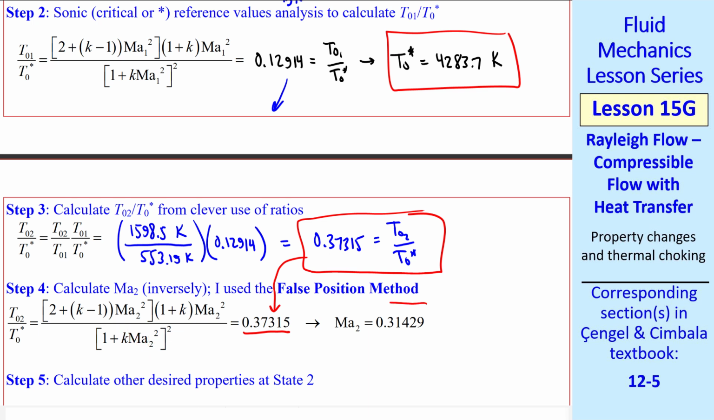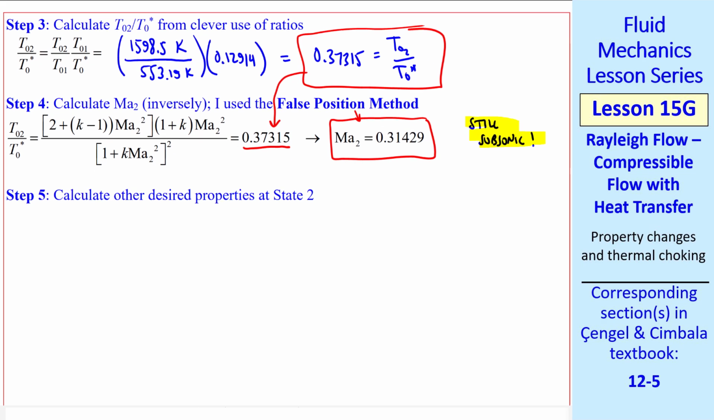Again, I used the false position method and got Mach number 2 as 0.31429. Note that it's still subsonic, as it must be, since Mach number 2 approaches 1 as we keep adding heat. It can never become supersonic. The highest Mach number 2 we can get is 1. Finally, we calculate other desired properties.